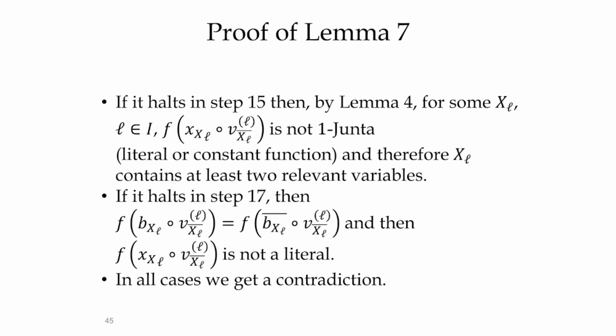If it halts in step 17, then basically f of B subscript capital XL concatenation V subscript capital XL bar powered by L is equal to f of B subscript capital XL bar concatenation V subscript capital XL bar powered by L, and then this function over here is not a literal. In all cases, we get a contradiction.